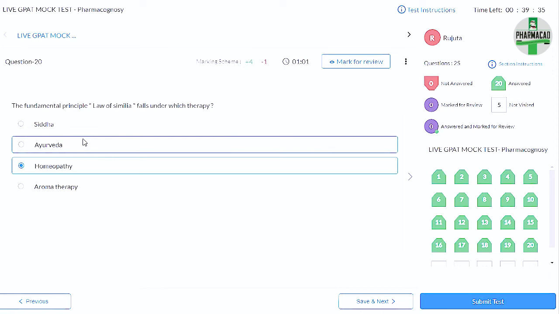Ayurveda is based upon treating the illness rather than treating the symptoms. Like allopathy, where right now we see treatment of symptoms rather than treatment of the illness. Homeopathy is based upon the law of similia, like cures like. Another law homeopathy is based upon is the law of infinitesimals, which means the more dilute the substance, the more potent it is. So that is homeopathy. And aromatherapy, everyone must be well aware, is based upon volatile oils.